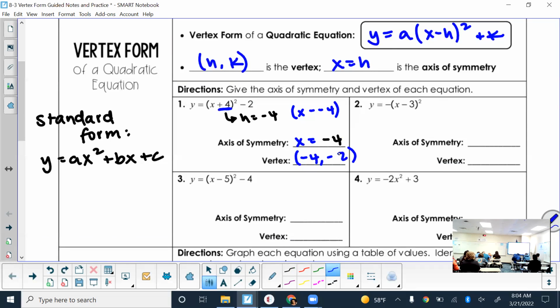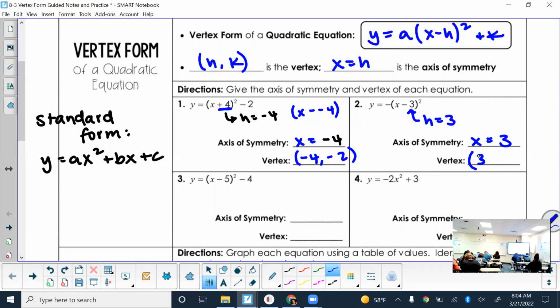All right, you can also use Desmos to verify. But let's look at 2 together, and then I'll have you try 3 and 4. So axis of symmetry. X equals whatever number is in the h position. What number is in the h position? 3. Is it going to be positive or negative? Good. So my axis of symmetry is x equals a positive 3.